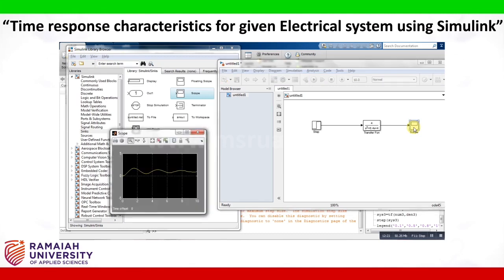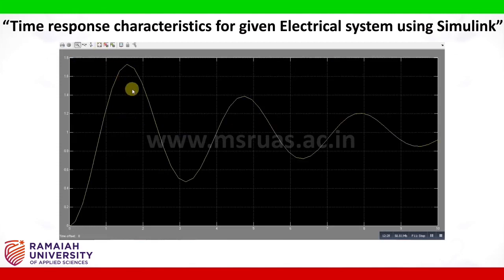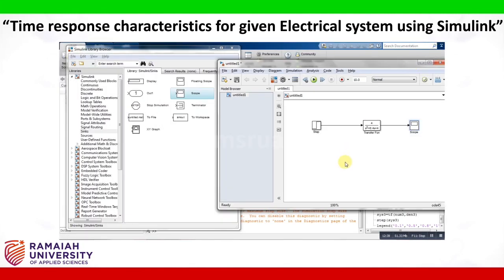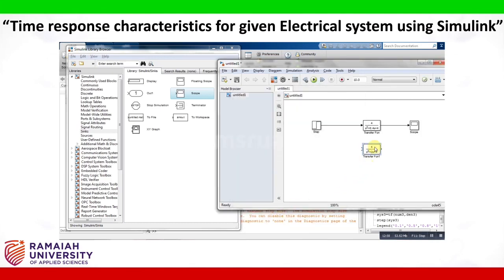Now double click on scope. You can see there is a new window with the output. Now we will have to go for the axis properties and zoom in for the required response. Now again double click on transfer function, or you can drag and drop another transfer function to be added for a different value of zeta. Now I'll change the value as 2. I'll apply, I'll press OK.